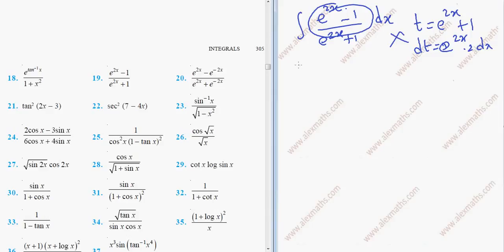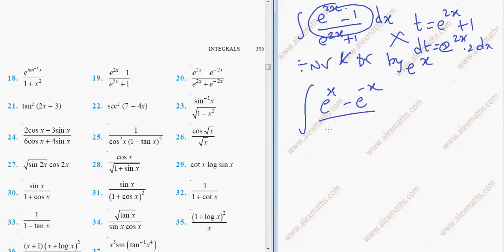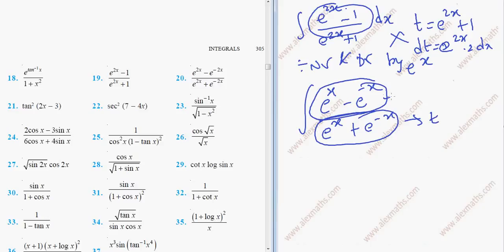So for this I have to divide numerator and denominator by e power x. So the first term will become e power x and the second will become e power minus x, because I am dividing individually. Then after that, if you take the entire denominator as t, this term will become dt. Then you can continue. Then the other problems you can do by the usual method.